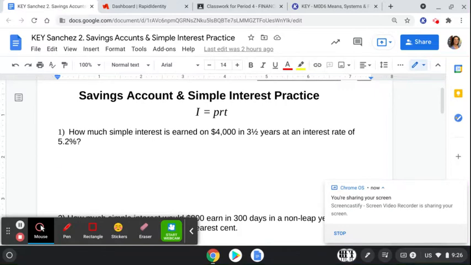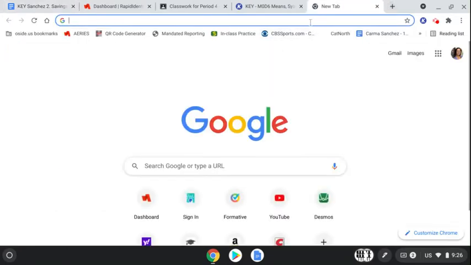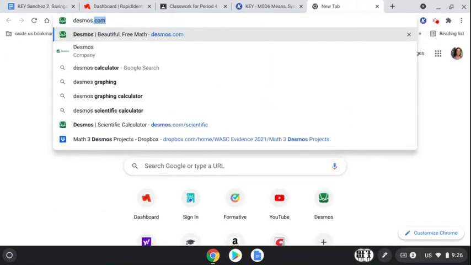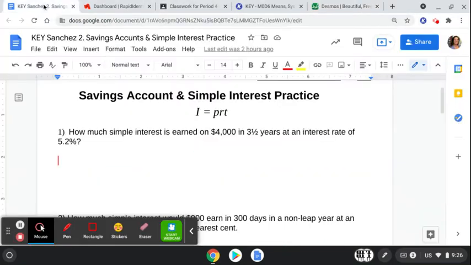Okay, for this one, you're going to need a calculator. Remember, you can grab a new tab, desmos.com. You can do your phone calculator, or you can do one of the yellow calculators over by the front door. I'm going to get a Desmos tab ready, and here we go.